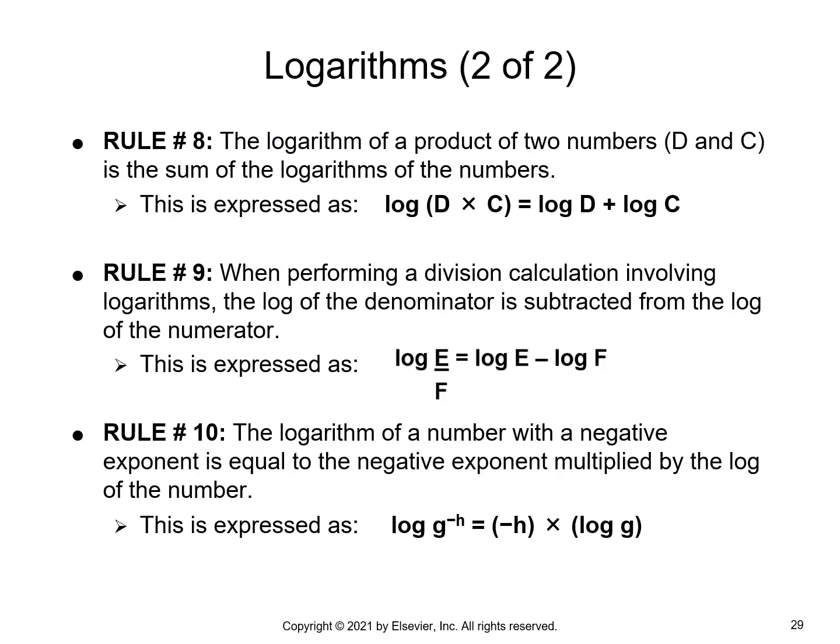The logarithm of a product of two numbers, or the multiplication of those two numbers, is the sum of the logarithms of those numbers. So in other words, you would get the logarithms of those two numbers and then you would add them. When performing a division calculation involving logarithms, the log of the denominator, or the bottom number, is subtracted from the log of the numerator. So you would figure those out and subtract those numbers. The logarithm of a number with a negative exponent is equal to the negative exponent multiplied by the log of the number. So you take that negative exponent and multiply it by whatever you get for the log of the number that the negative exponent was tied to.